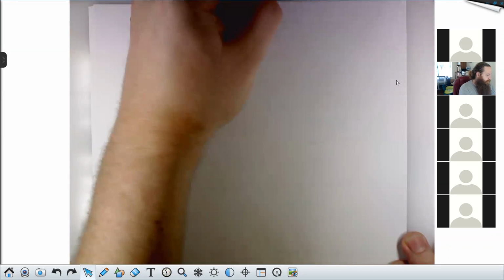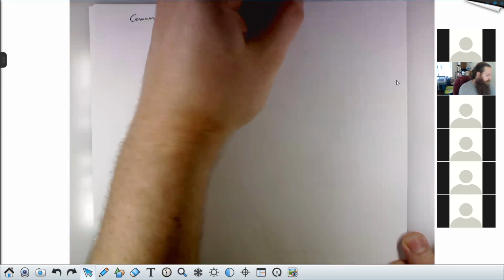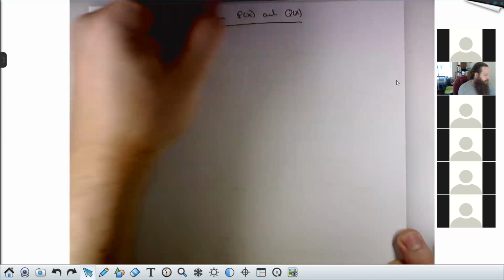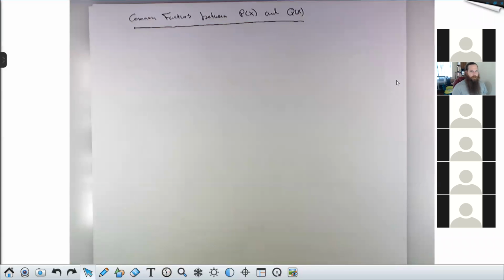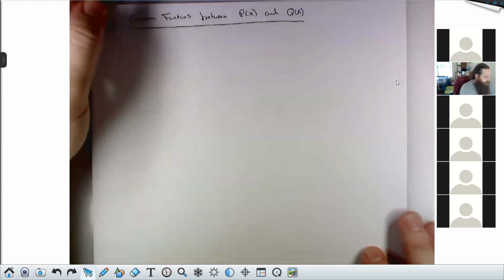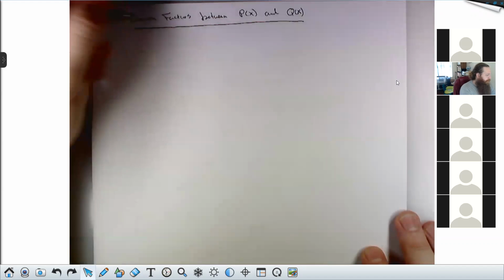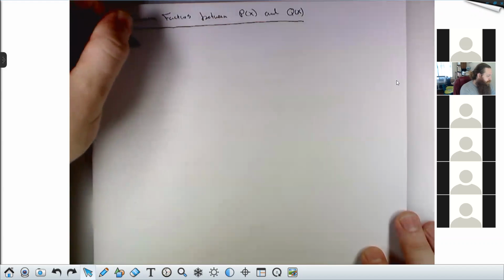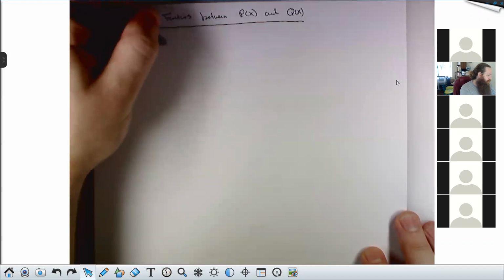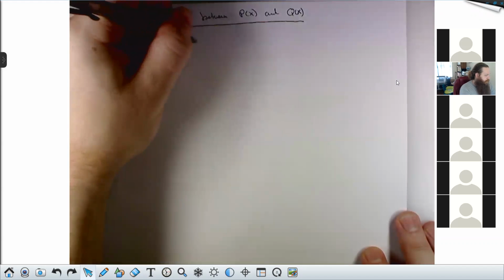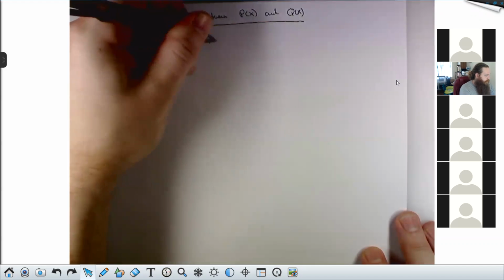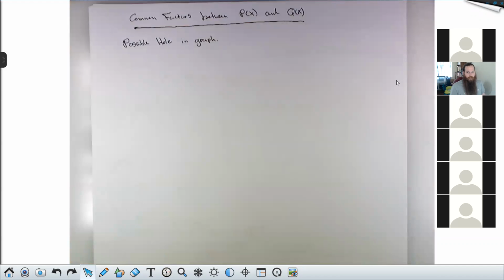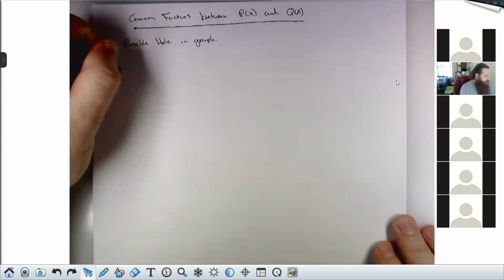There we go. Common factors between P of X and Q of X. Here we go. P and Q, common factors top to bottom. Basically, these just mean there's a possibility of a hole. So this is why your first step is to factor. And if anything cancels, you need to make note of it. Easiest way, examples.